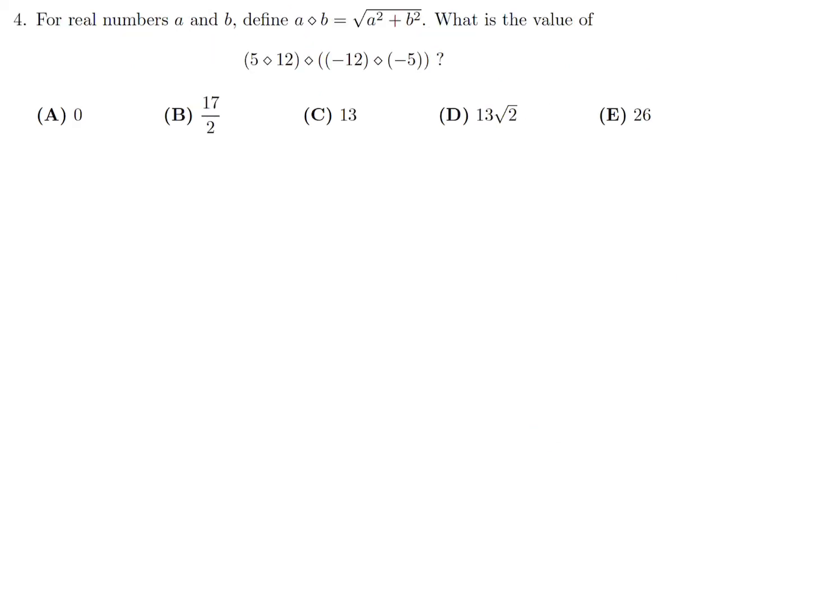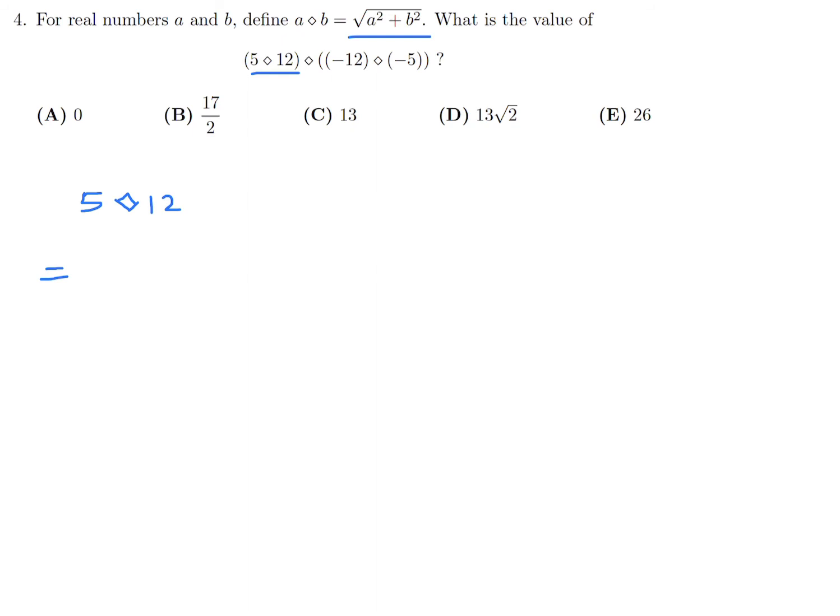For real numbers a and b, a diamond b is defined as the square root of a squared plus b squared. What is the value of this expression right here? All right, let's take it one step at a time. Let's just do that one first. So we've got 5 diamond 12.